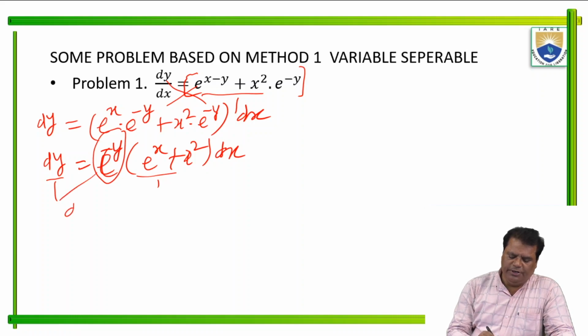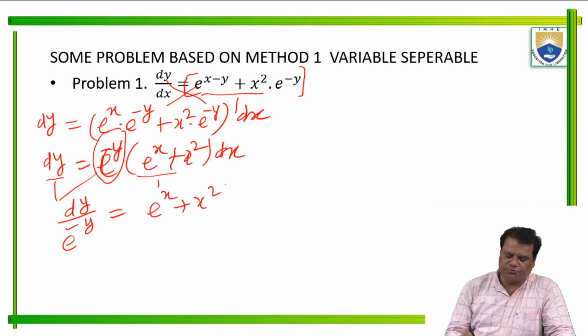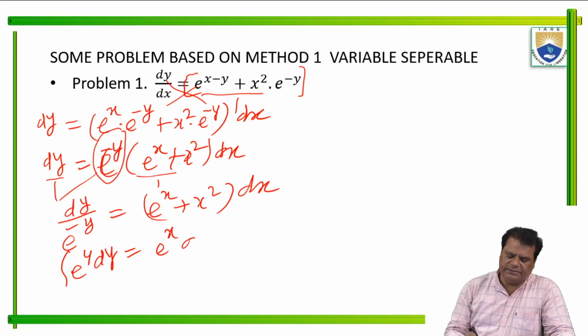So dy upon e to the power minus y equal to e to the power x plus x square into dx. Now we write this e to the power y function in the numerator. When we write it in the numerator, this minus converts into plus. So e to the power y into dy equal to e to the power x dx plus x square dx. Integrating on both sides.